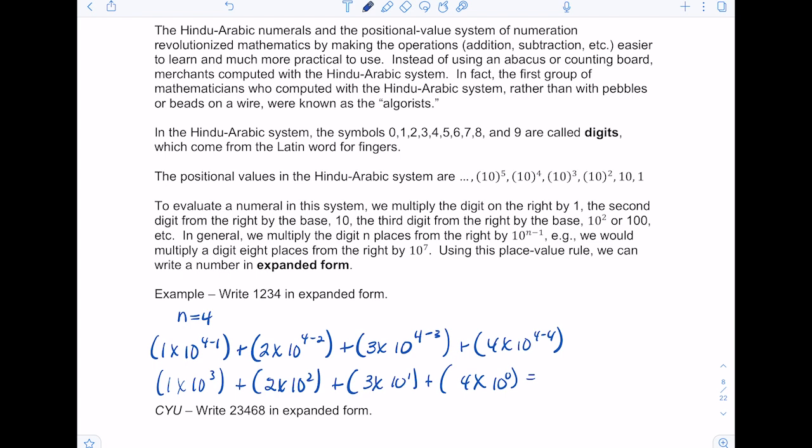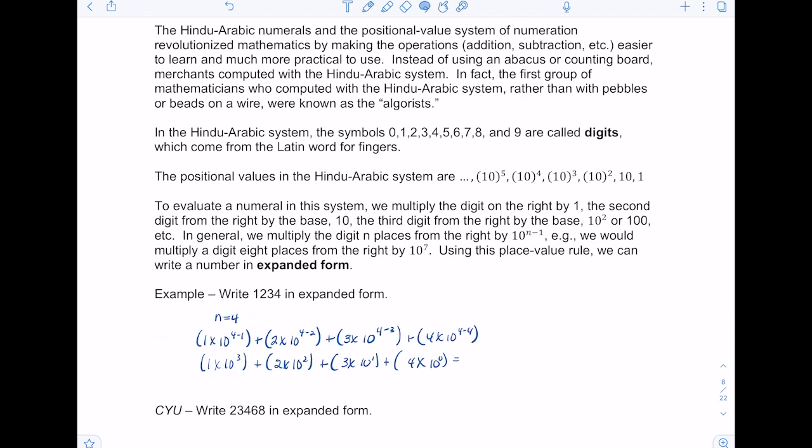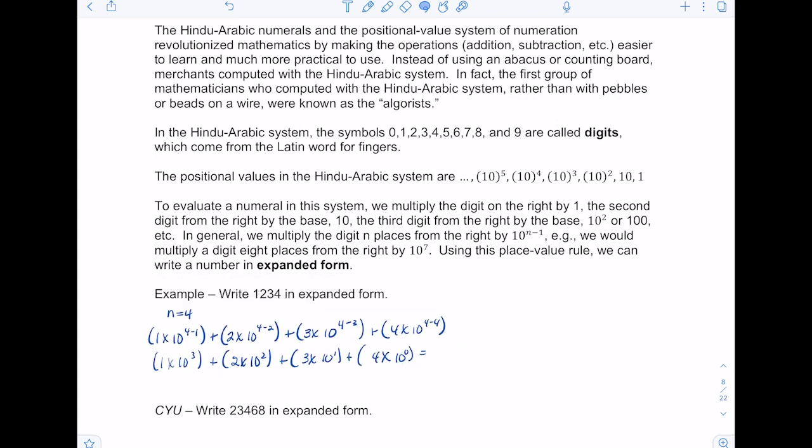We know that 10 to the third is just 1,000. So it's just 1 times 1,000 plus 2 times 100 plus 3 times 10 plus 4 times 10 to the 0, and anything to the 0 power is 1. So 10 to the 0 is 1. And then this is just 1,234. And this is written in expanded form.